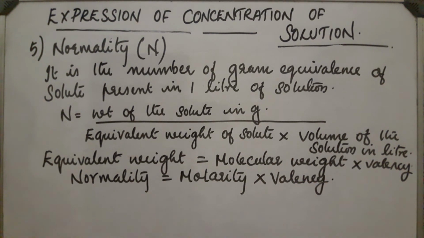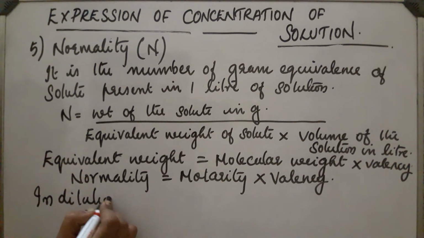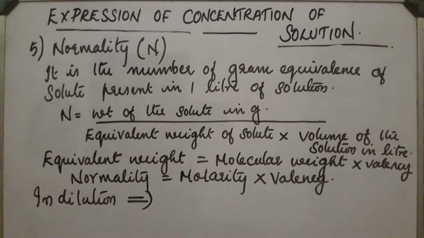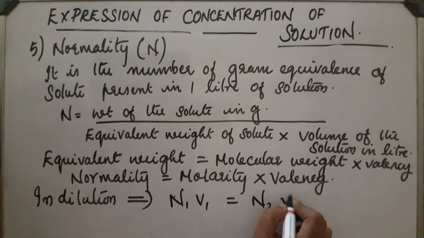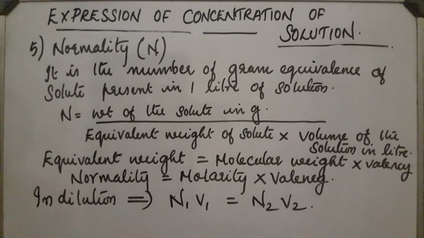Now, in dilution, there is another equation. If an N1 normal solution is to be converted into an N2 normal solution, the equation is N1V1 equals N2V2. So N1, V1 and N2 are given, and we have to prepare the N2 solution. Using this equation we can calculate how much volume we have to use, that is, V2 can be calculated.